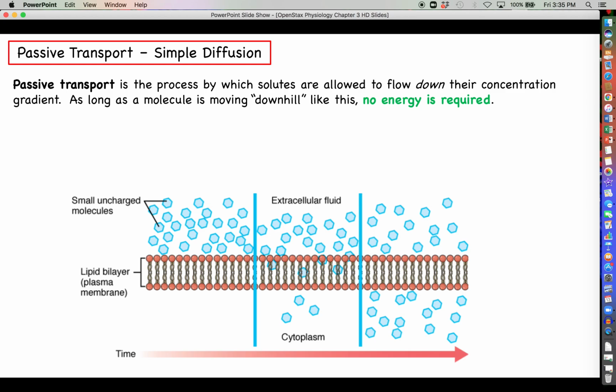Okay, so essentially what we have just got done describing here with this figure is what is called simple diffusion. It is a type of diffusion that falls under the umbrella of passive transport. Passive transport is any membrane transport process that allows a molecule to follow or go down its concentration gradient. As long as a molecule is moving down its concentration gradient, it is passive transport. And because we are going downhill like this, there is no energy input required.